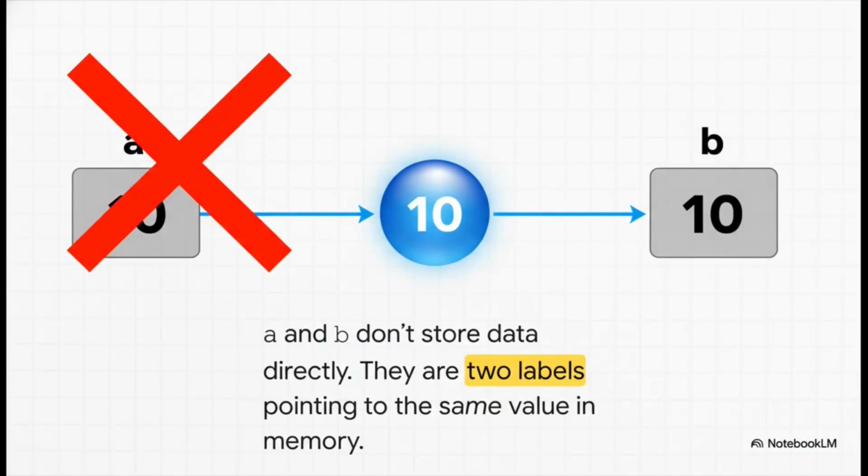But what is really happening inside the machine? And here's the twist. You might think Python creates a second box and puts a new number 10 inside it for b. But it doesn't. The value 10 exists in your computer's memory just once. What you've actually done is put two different labels, a and b, that are both pointing to that exact same spot in memory. So variables are less like boxes and more like sticky notes pointing to data.